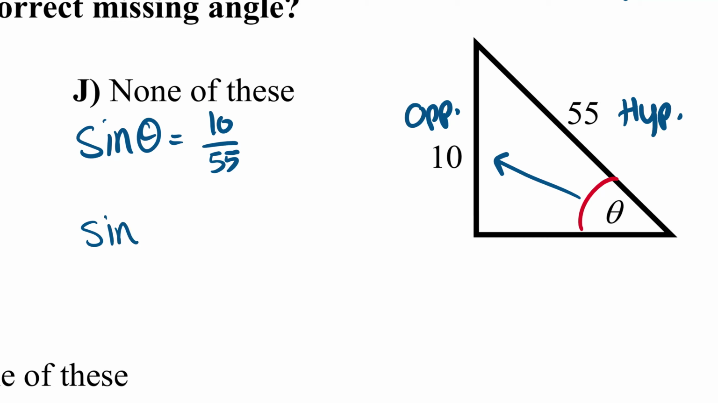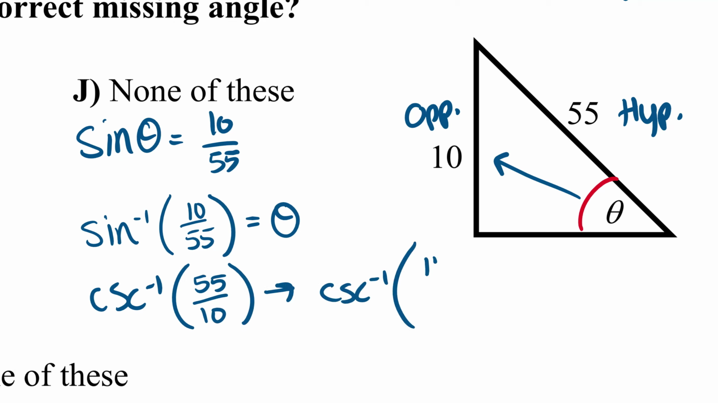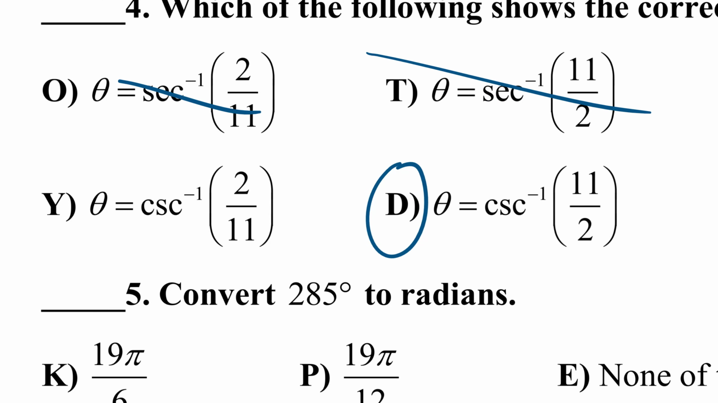So then if I do the inverse, right? 10 over sine inverse is 10 over 55 equals theta. Now, of course, I don't have sine on here. I have cosecant or secant. So we know we flip it to get cosecant. And so I flip this fraction. You would have 55 on top over 10, which reduces. 5 goes into both, 11 and 2. That equals theta. So I want cosecant inverse of 11 over 2, which is right there, letter D.